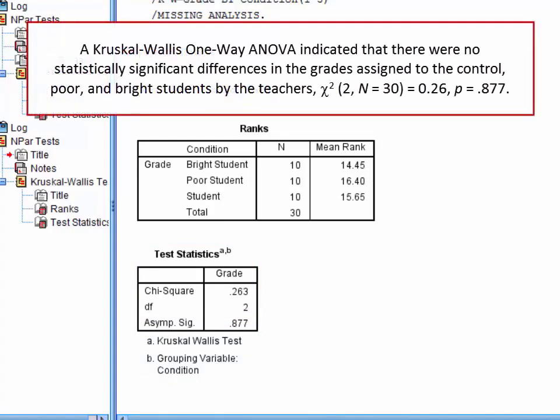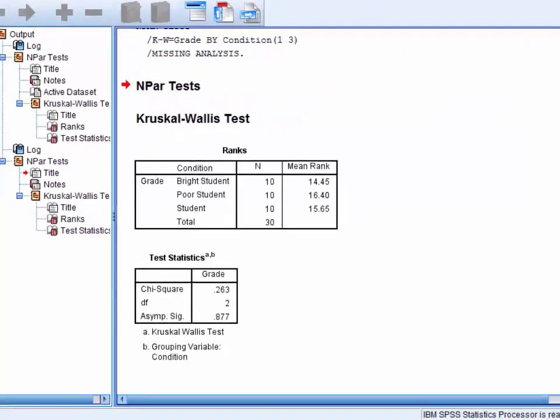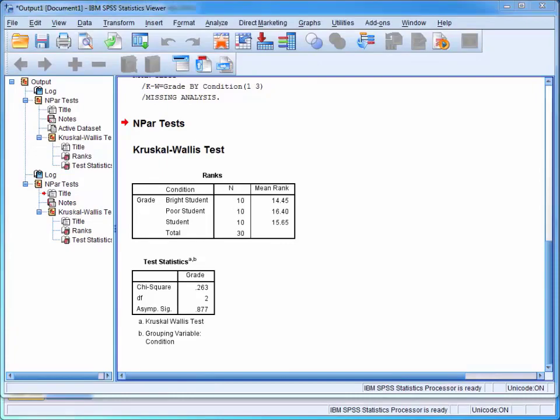A Kruskal-Wallis one-way ANOVA indicated that there were no statistically significant differences in the grades assigned to the control, poor, and bright students by the teachers. You would then report your chi-square value, degrees of freedom, and p-value. You should also report the mean rank for each condition from the ranks table above. Finally, you should report an effect size. Information about how to do this is provided in StatHand.